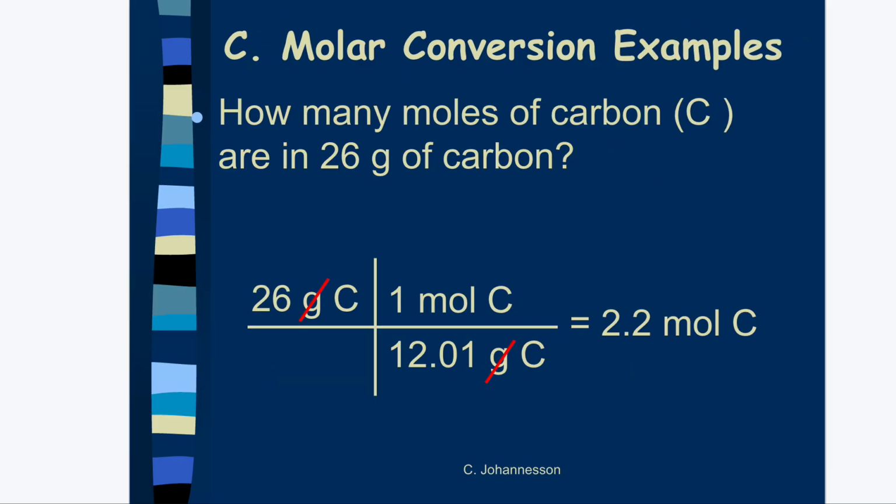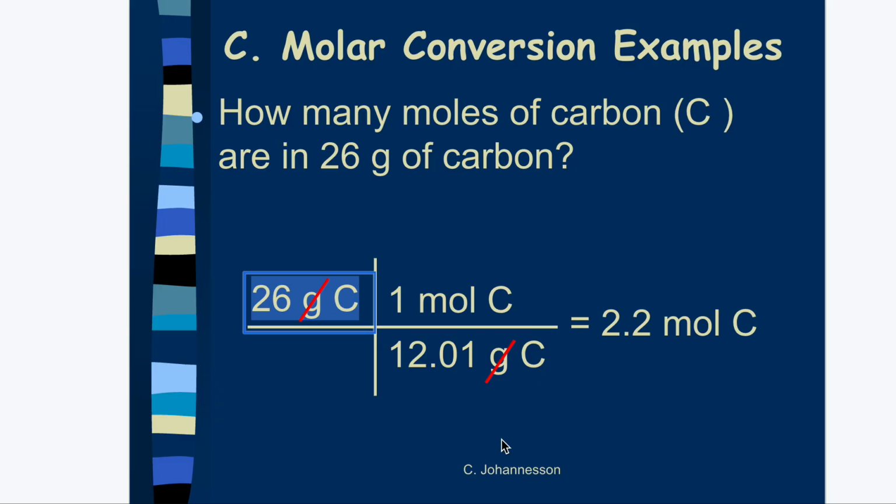So now we're going to have to do a little bit of conversions. So let's say that it gives us 26 grams of carbon, but it wants us to know how many moles there are. So the first thing we do is we find our grams of carbon on the periodic table. On the periodic table, carbon weighs 12.01 grams. So I would write this out to the side. So the way you set this up, you have 26 grams, so we're going to put that first.